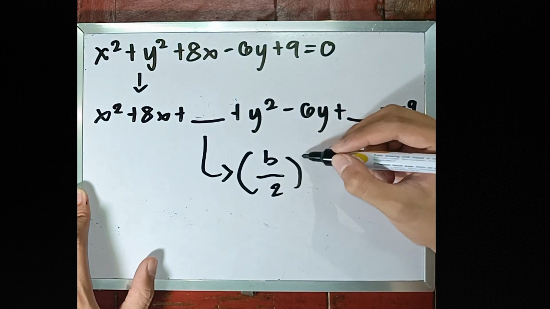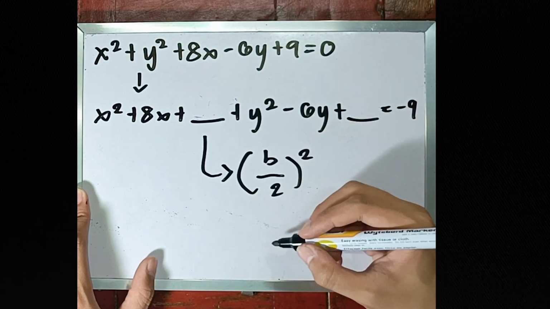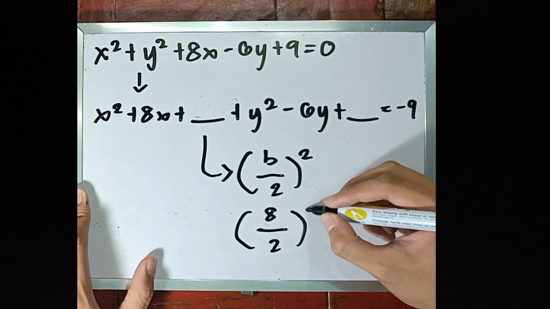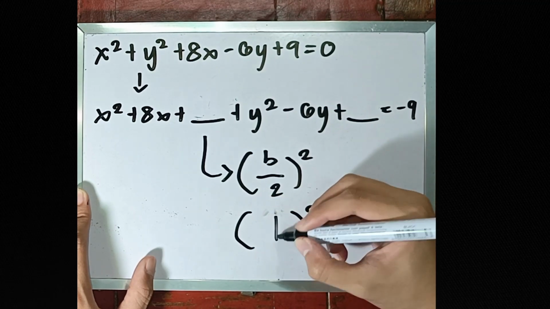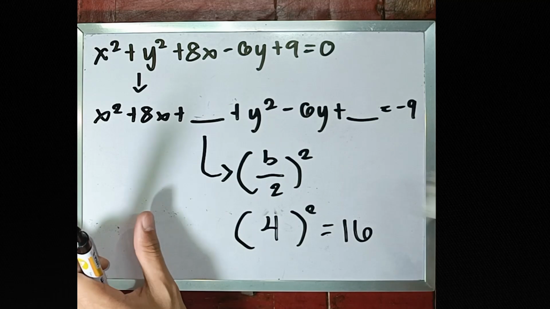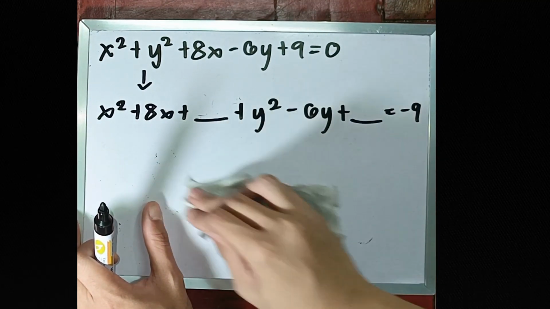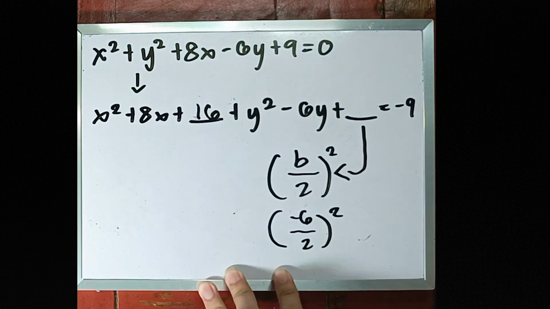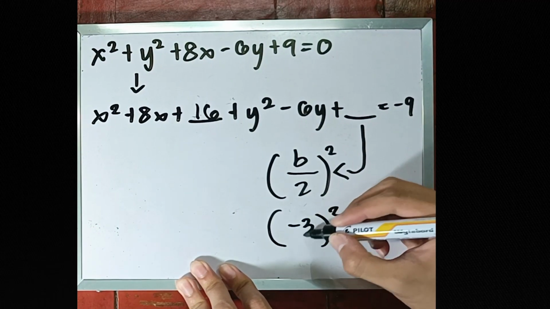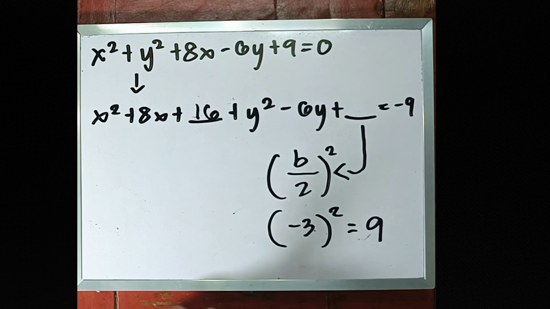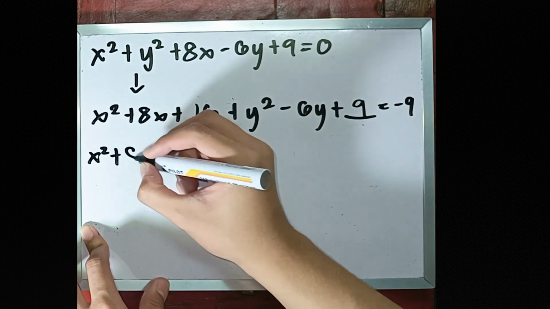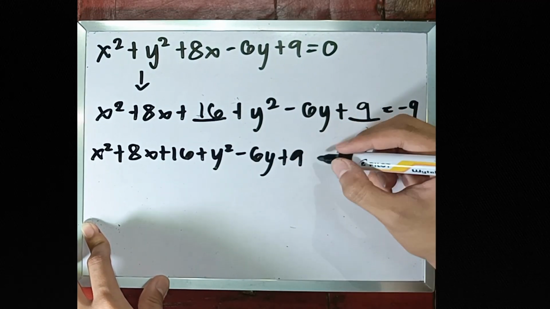We should use the formula quantity b over 2 squared. For our first variable, our b is 8. So let's substitute it. It will be quantity 8 over 2, which is 4, and 4 squared is 16. Now, for our next variable, the b is -6. So -6 over 2 is -3, and -3 squared is 9. When we add 16 and 9 to the left side, we should also add it to the right side to make the equation equally balanced.